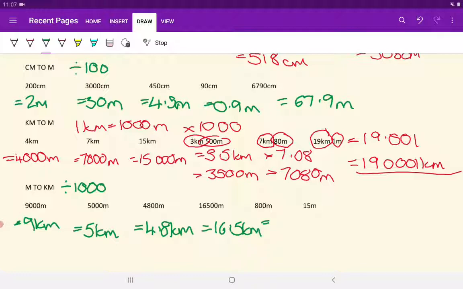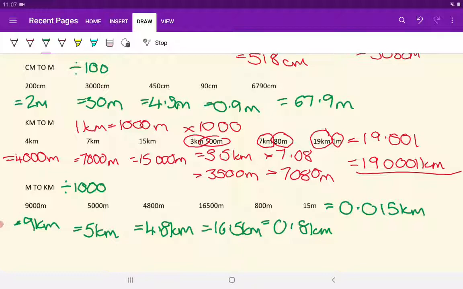800 metres, now if 1,000 metres is a kilometre, this isn't quite going to be a kilometre, it's going to be 0.8. And then the last one, 15 metres, so that's quite short if you think about 1,000 metres being a kilometre. 15 metres is going to give us 0.015 of a kilometre.